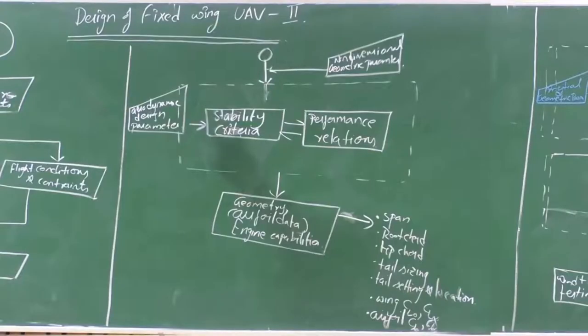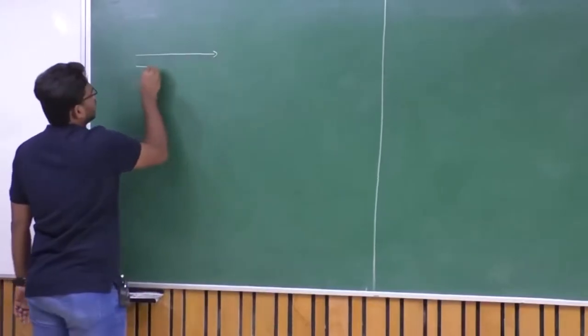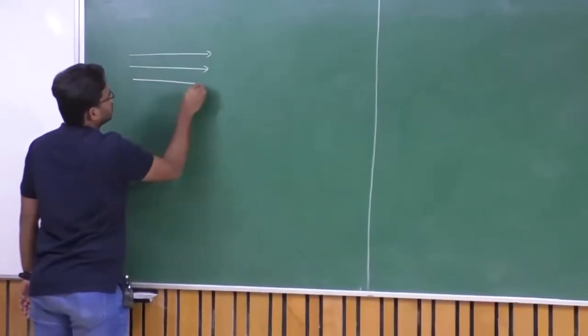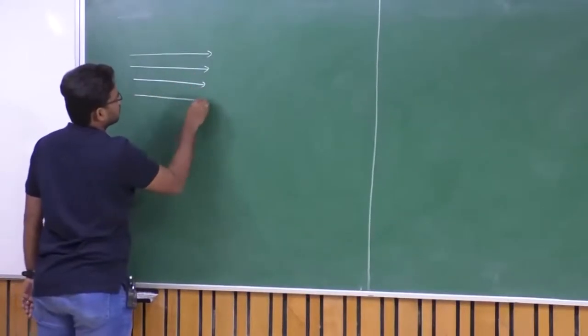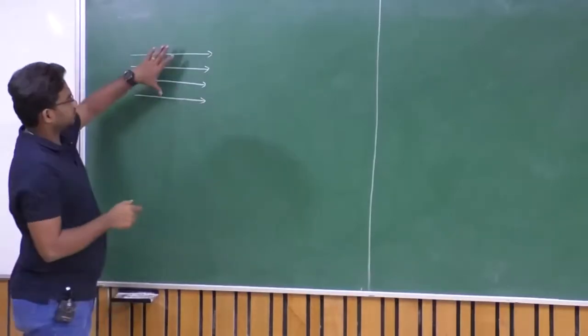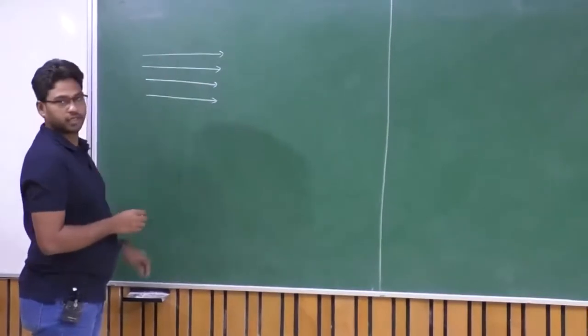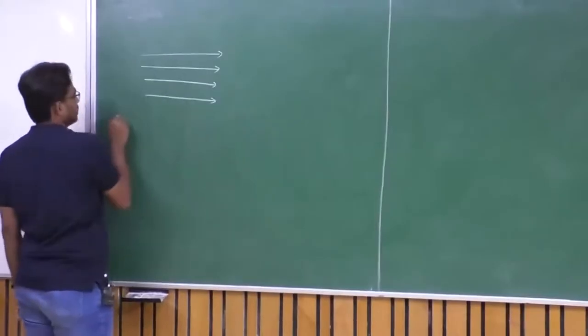Welcome back to this course, Design of Fixed Wing UAV. So we considered airflow, which is nothing but ordered motion of air. And we have represented this ordered motion by means of straight lines called streamlines.